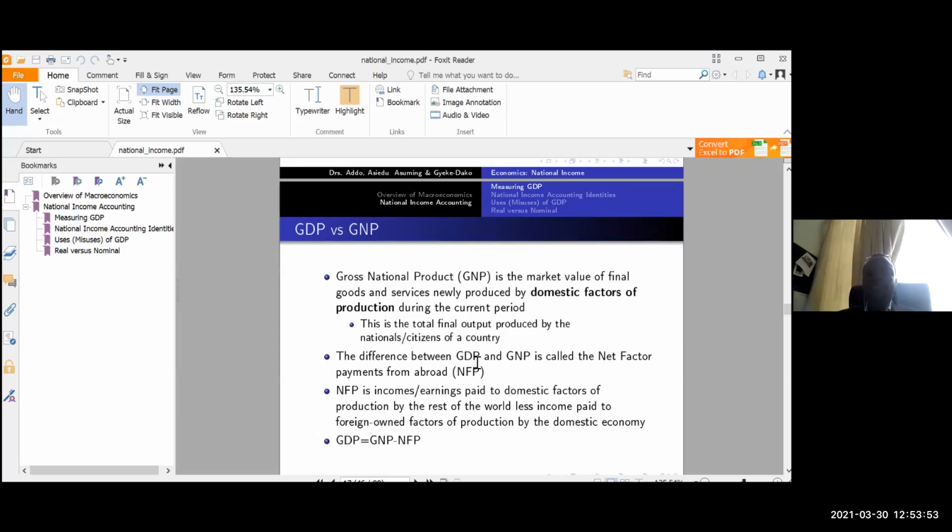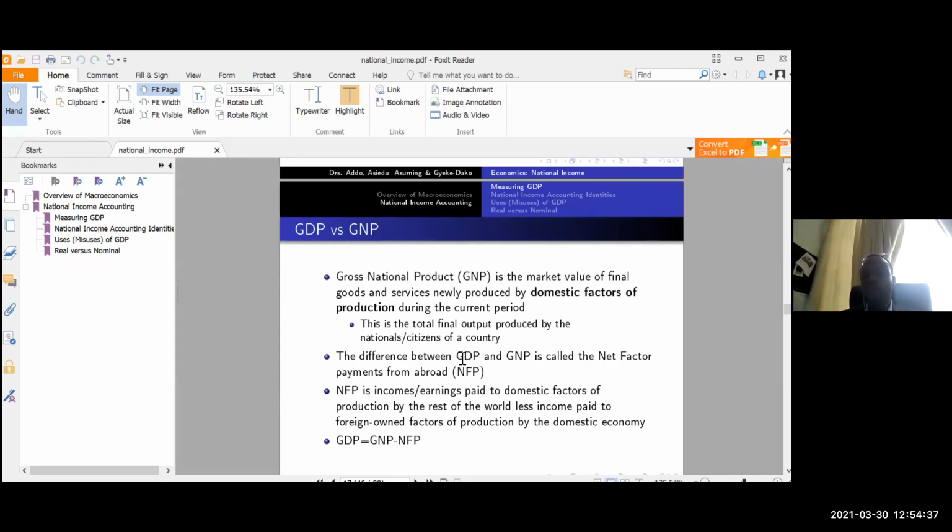So the difference between the GDP, the gross domestic product, the output produced within the country, and the output produced by the nationals of the country is called a net factor payment from abroad. So it's the net that we have. It's possible that if the national product is not so much, meaning that what was produced by Ghanaians or Ghanaian factors of production is not so much, then the foreigners are adding more to your GDP than Ghanaians are adding to other countries.